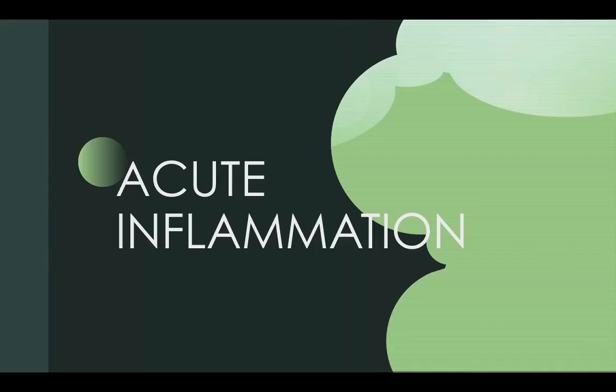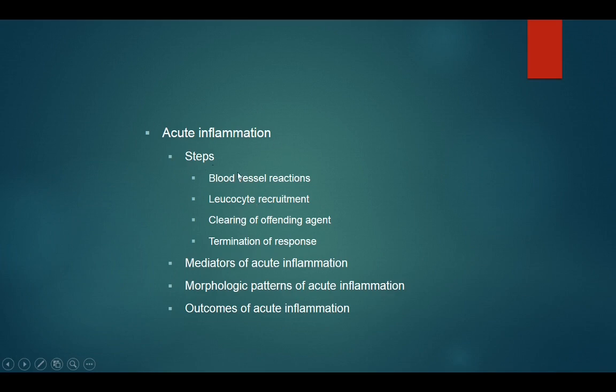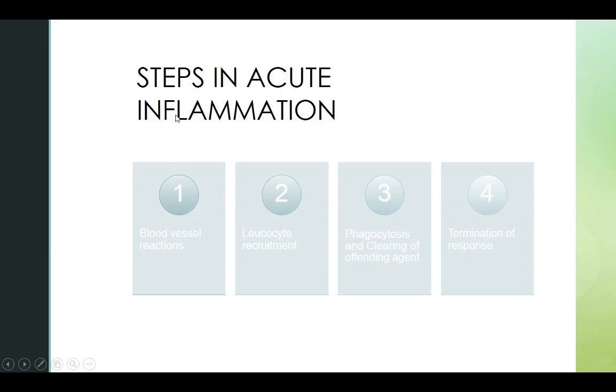So we'll go to acute inflammation. These are the things we are going to study further in this class. The steps are: blood vessel reactions, then leukocyte recruitment, clearing of offending agents, then termination of response, mediators of acute inflammation, morphological patterns, how they look, and then outcomes. What are the outcomes of acute inflammation? After acute inflammation, where can it go? Either it can resolve, or it can convert to a chronic phase. We'll see. So the steps in acute inflammation, we'll go to blood vessel reactions.